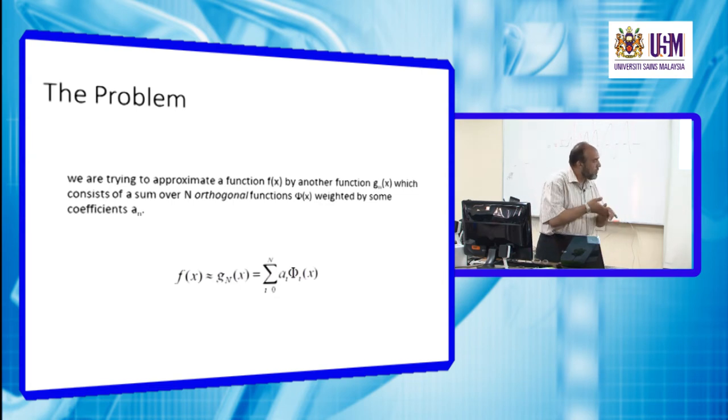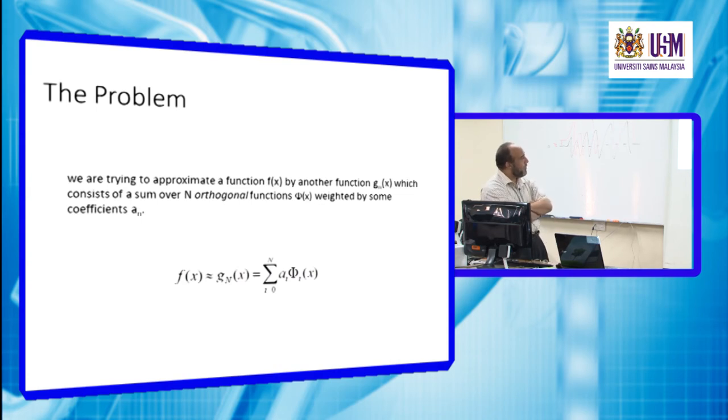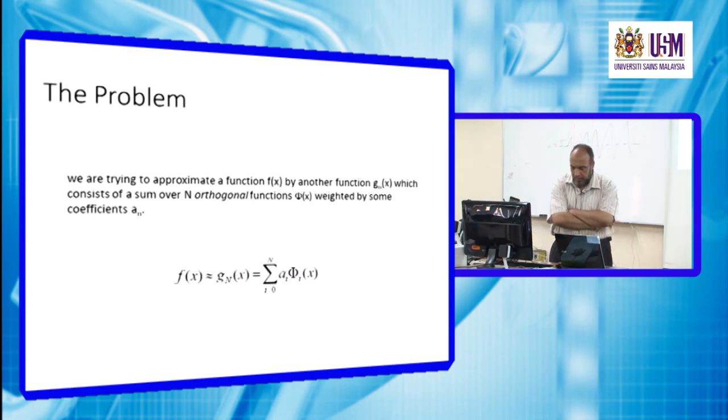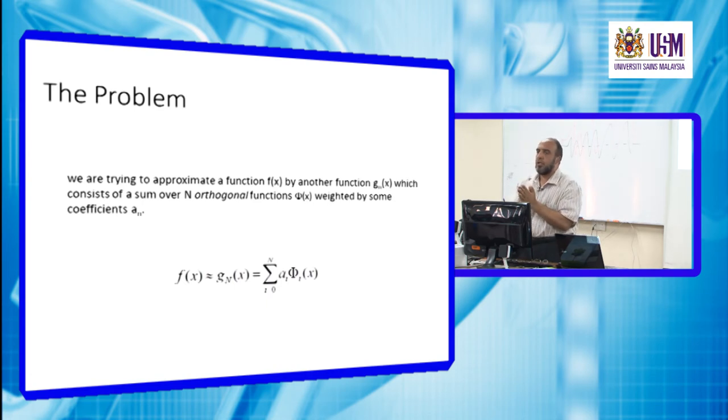Now we come to the problem of Fourier transform. The problem is that we are trying to approximate function f of x by another one. This function consists of a sum over n orthogonal functions, phi of x, weighted by some coefficient a subscript n. So the most important part here is first to know the meaning of orthogonality, and then to test whether the basis function, the function I'm going to use to represent the original function, is orthogonal or not.